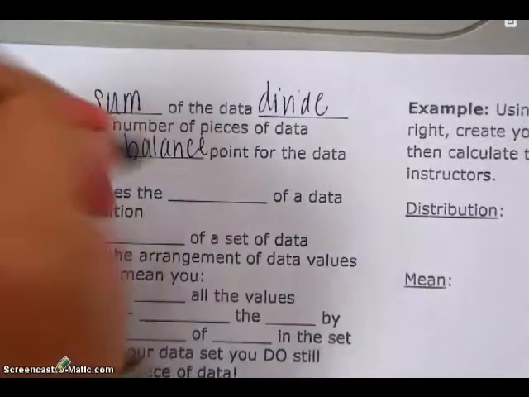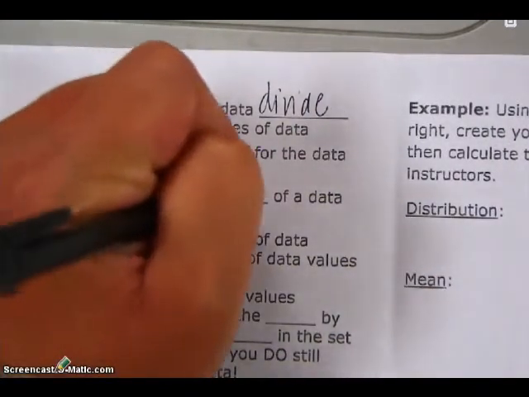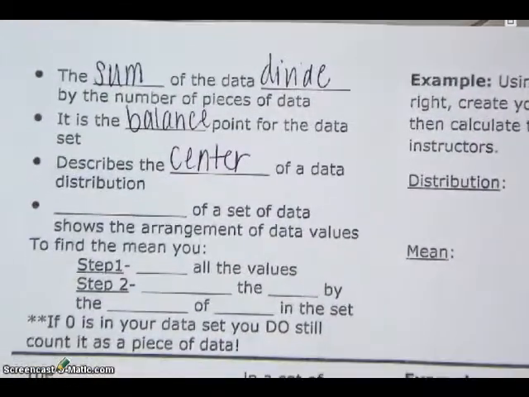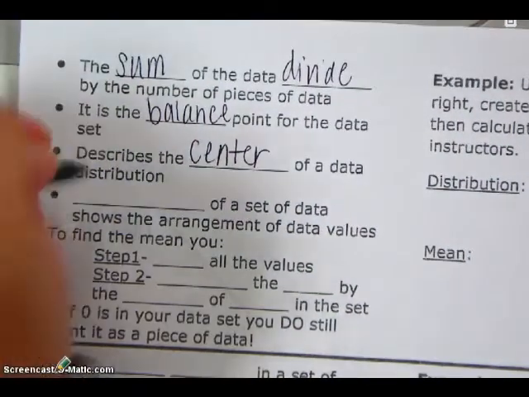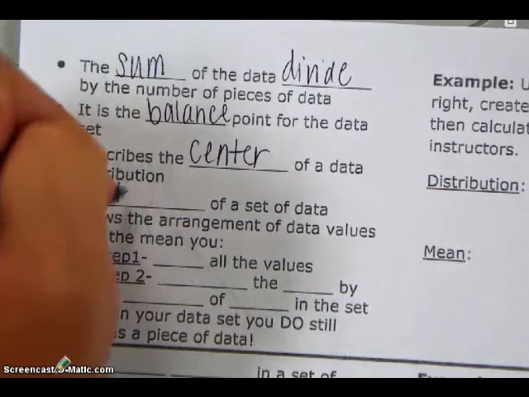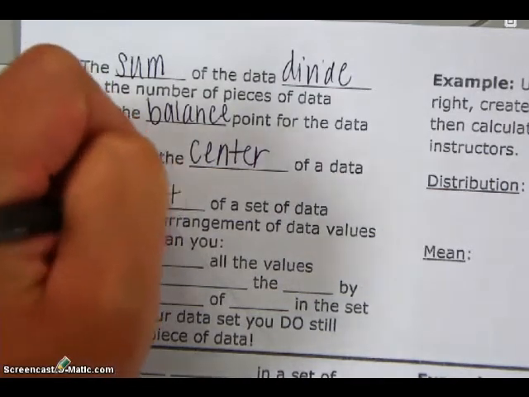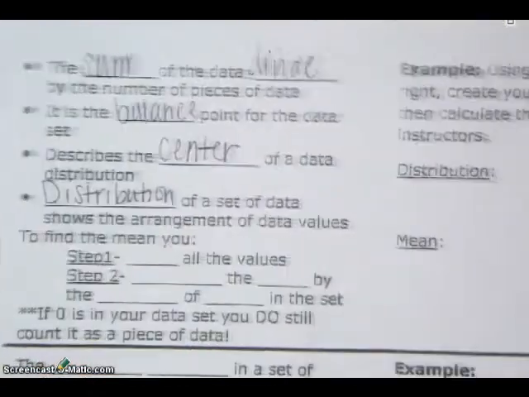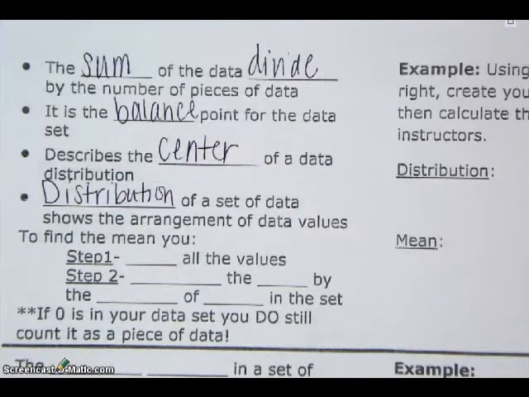The mean also describes the center of a data distribution, and what we mean by distribution is a set of data. The distribution of a data set shows the arrangement of your data values. So it shows all the data values essentially.